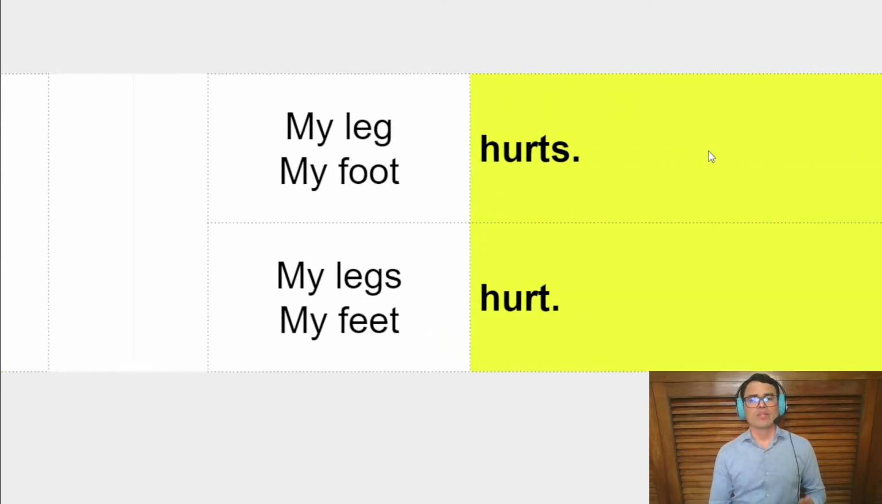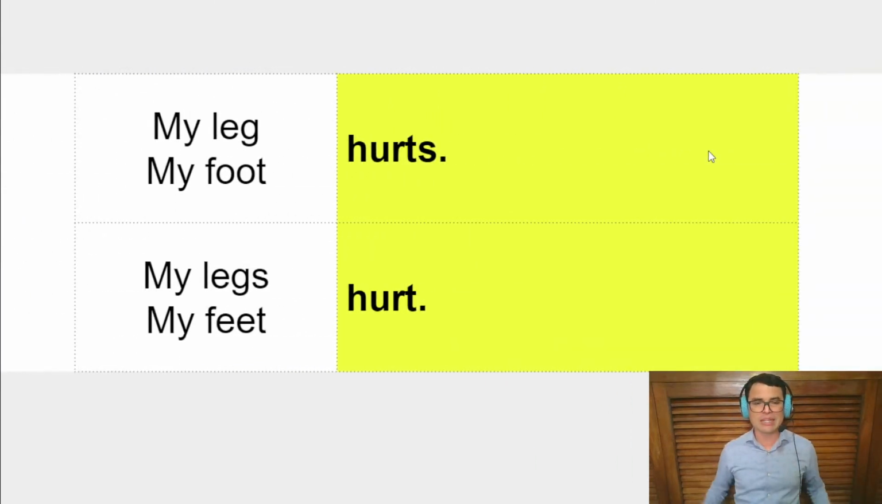Nice. Now, you can also talk about parts of your body in singular and plural, and then use the verb hurt. In singular, my leg hurts. You need the S because you have to conjugate the verb, third person singular. My leg hurts, singular. My foot hurts. Then you have my legs hurt. Plural, so no S. You don't say hurts for plural. You say it for singular. For plural, no S. My legs hurt.